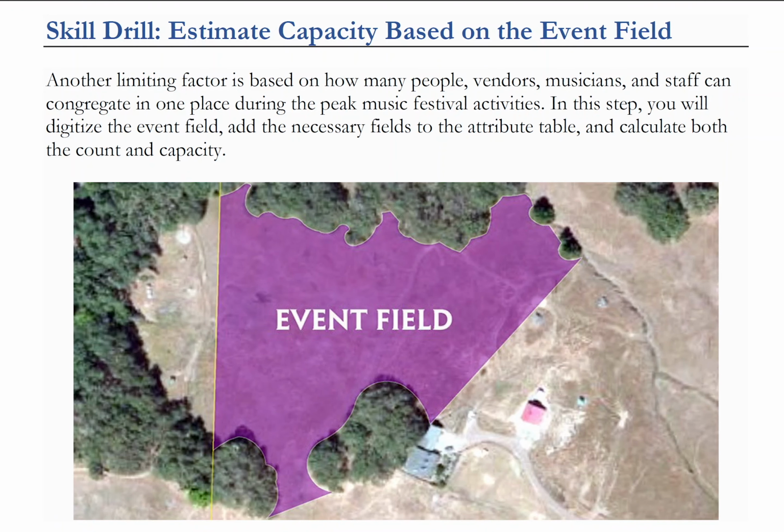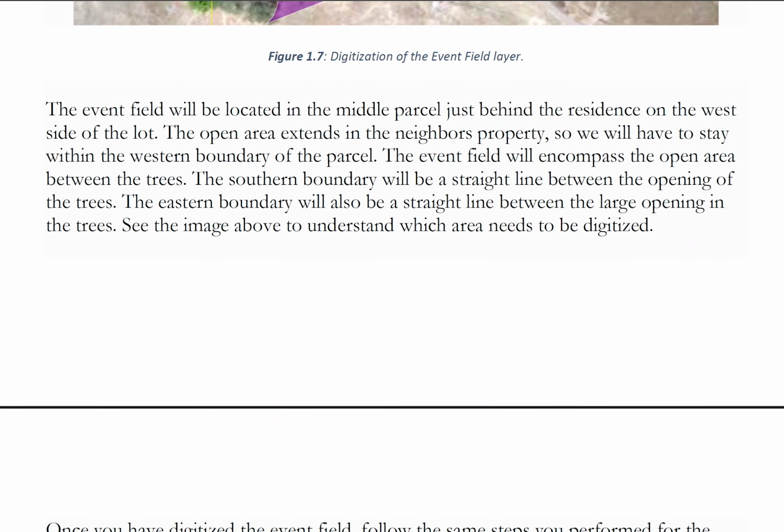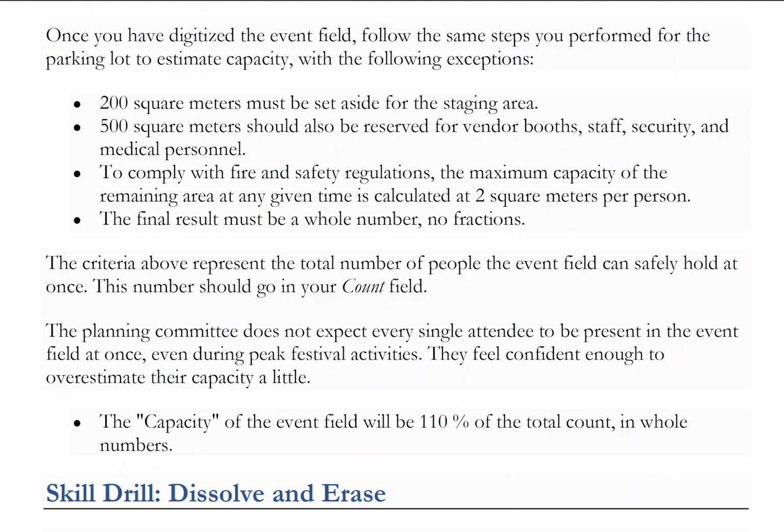Okay, so let's look at the criteria in the written instructions for determining the number of people that will fit into the event field. 200 square meters must be set aside for the staging area. 500 square meters should also be reserved for vendor booths, staff, security, and medical personnel. To comply with fire and safety regulations, the maximum capacity of the remaining area at any given time is calculated at 2 square meters per person. The final result must be a whole number, no fractions. Okay, so let's write this out.